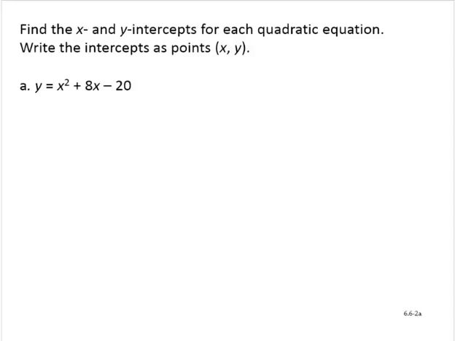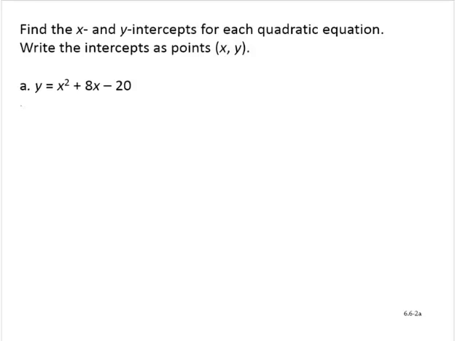Find the x and y intercepts for each quadratic equation. Write the intercepts as points x, y. Alright, so we aren't given a graph here. We need to, in a sense, kind of figure out those points algebraically.